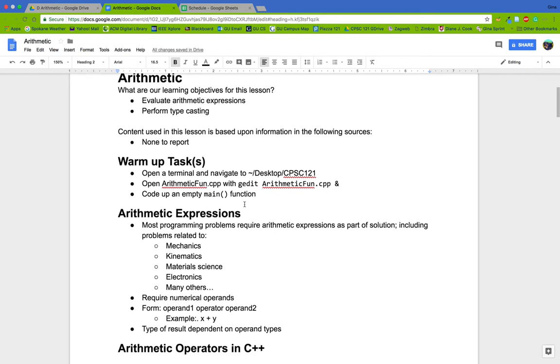Go ahead and open a file called arithmeticfun.cpp in gedit and code up an empty main function. By now you should be getting a lot of practice doing this, so make sure you can do this all from memory, no notes.